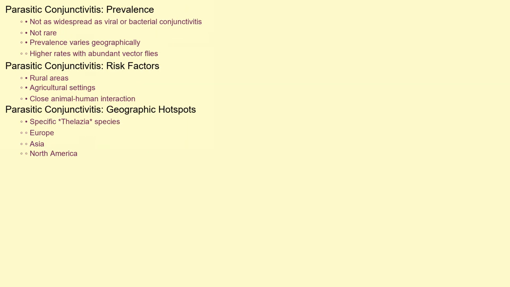Parasitic conjunctivitis isn't as widespread as viral or bacterial conjunctivitis, but it's certainly not rare. Its prevalence varies geographically, with higher rates observed in regions where the vector flies that transmit the parasites are abundant. Rural areas, agricultural settings, and regions with close animal-human interaction tend to be hotspots for this type of infection. Specific species of Thelazia, for example, are more common in certain parts of Europe, Asia, and North America.